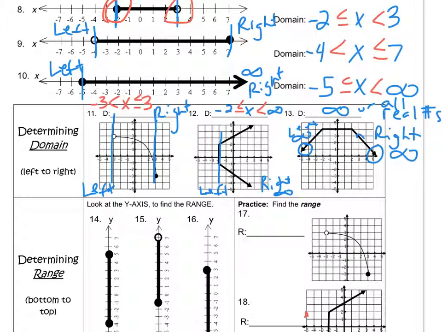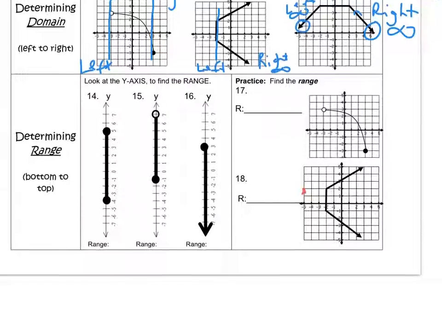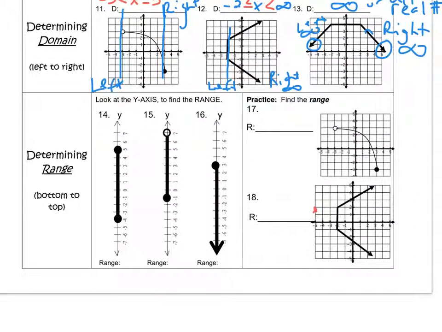All right, so let's talk about range. Domain was left to right. Dolar, domain was left to right. The robot, range. Range we're going to read bottom to top. So let's just go ahead and practice some of these.